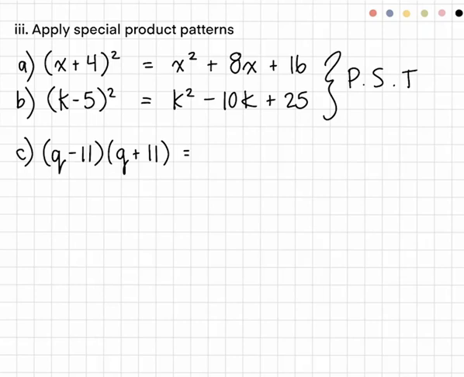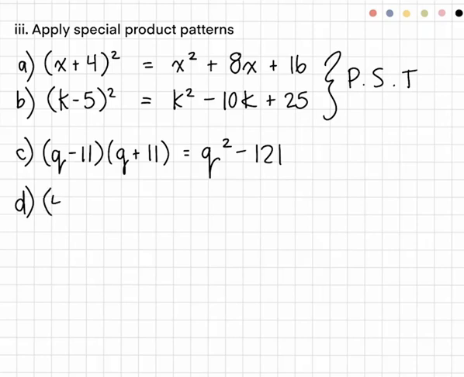So when I'm using the pattern, I am going to find the product of the first terms, which is going to be q squared, and then I'm going to find the product of the second terms. So negative 11 times 11 is going to give me minus 121. Let's do one more of those. But this time let's flip the signs around.